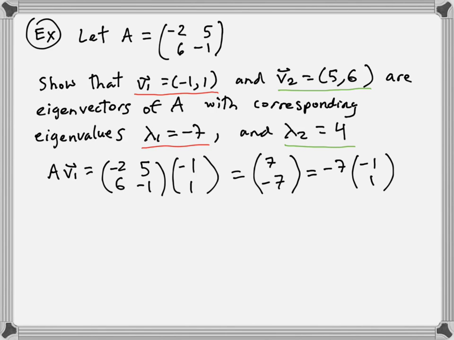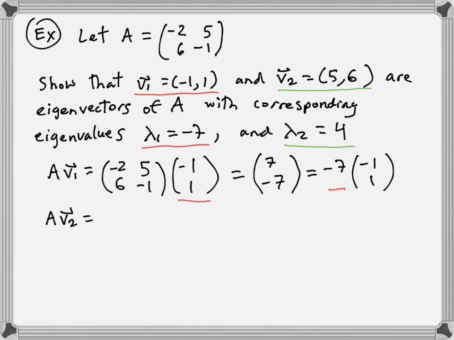Right? So we multiplied it by, let's use the same colors I used above. We multiplied this vector and we got this scalar times that vector. So that shows that this guy is an eigenvector and -7 is its eigenvalue. Okay, let's do the second one.